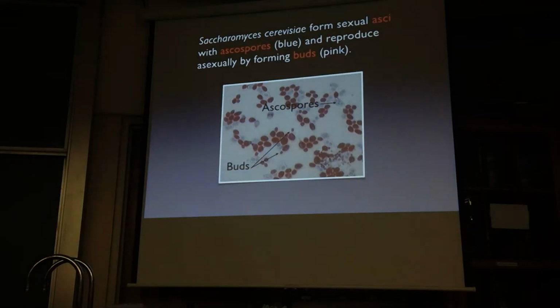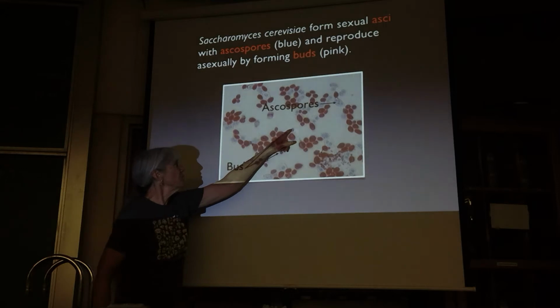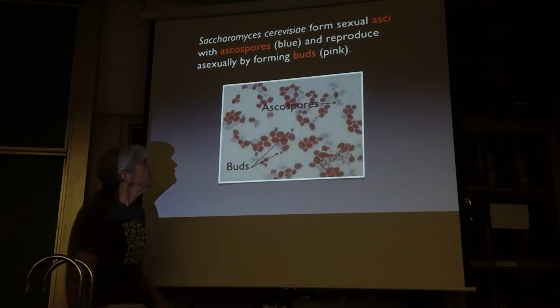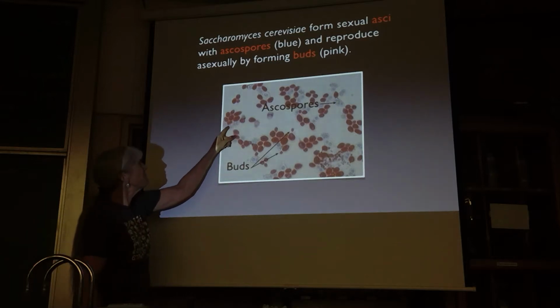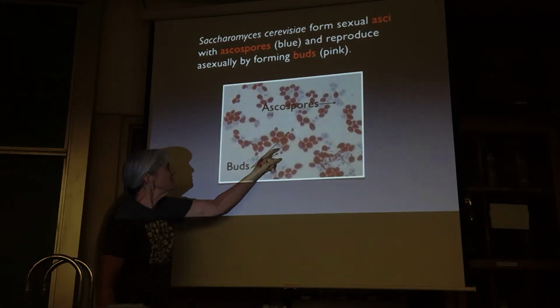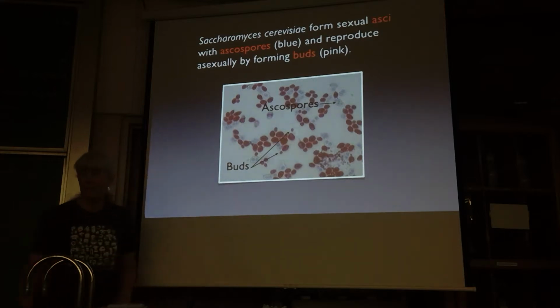This is what our prepared slides look like. This is what the slide looked like when these slides were new. So they had cells reproducing with buds. The cells are pink, the buds are pink. So here's a bud, this is the big cell. There's another bud down here. And then you see these cells in the background that are blue. Those are asci with ascospores.